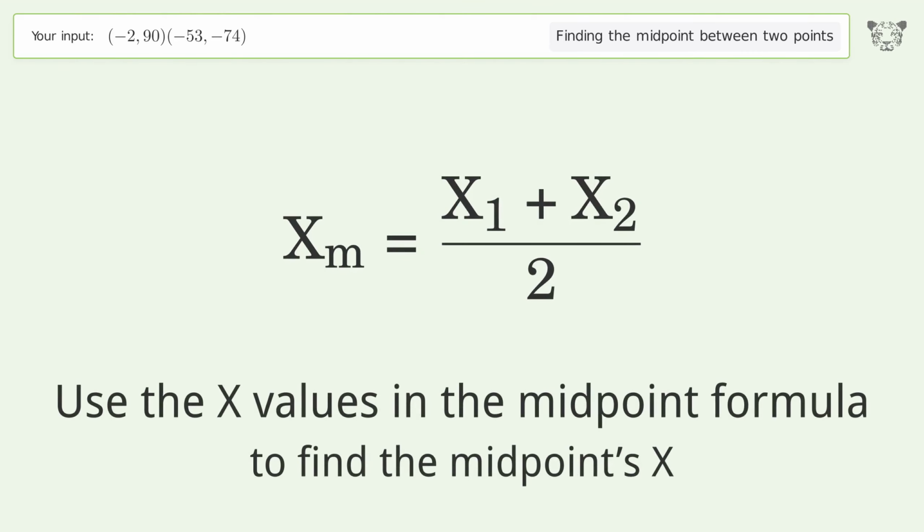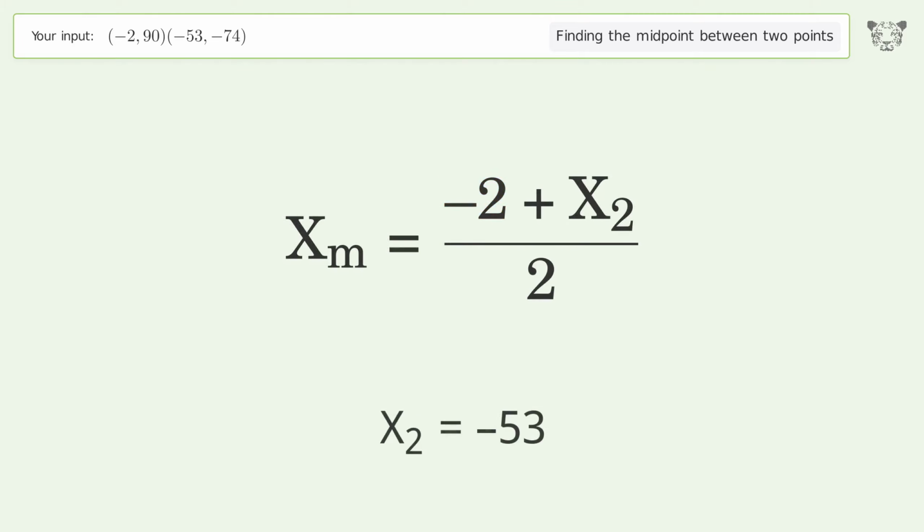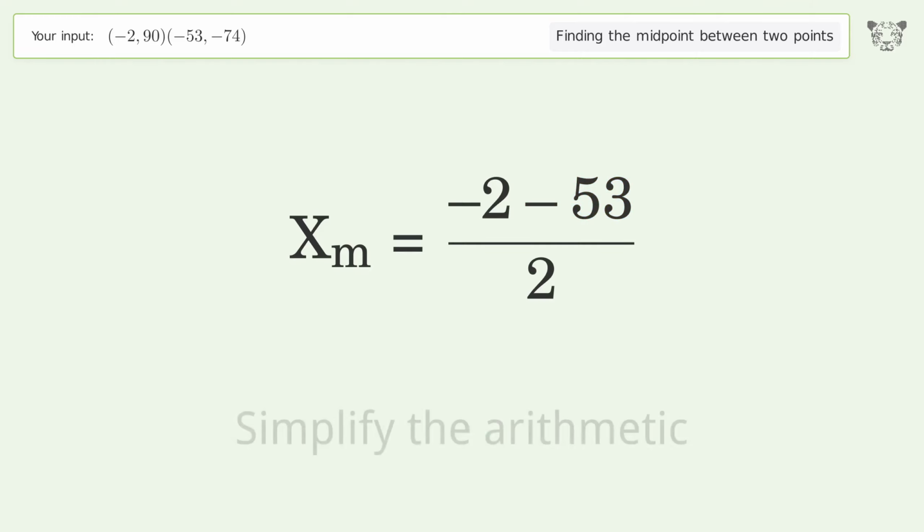Use the x values in the midpoint formula to find the midpoint's x. x1 equals negative 2. x2 equals negative 53. Simplify the arithmetic.